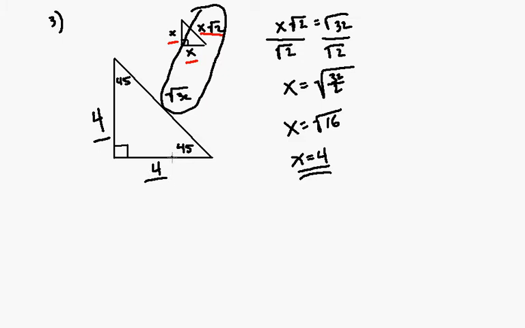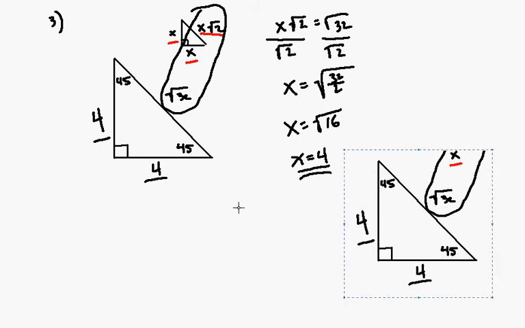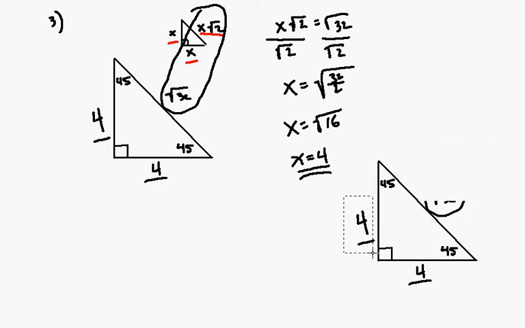Let's take another example. Let's say the right triangle that I have now, instead of this, let's say I had the square root of 12.